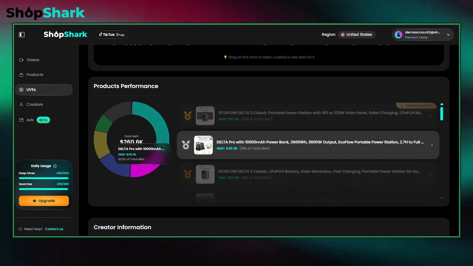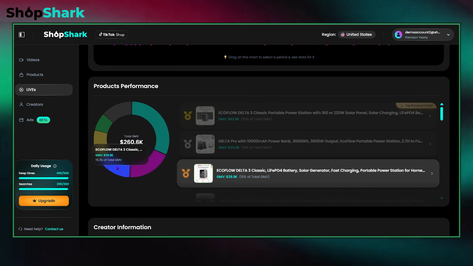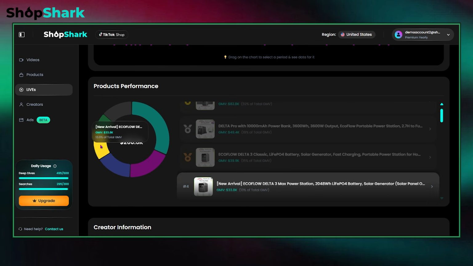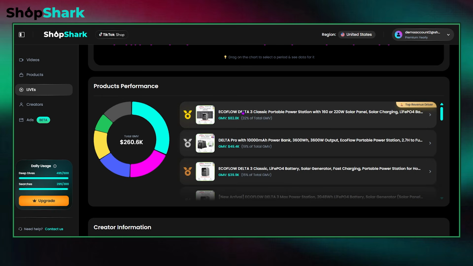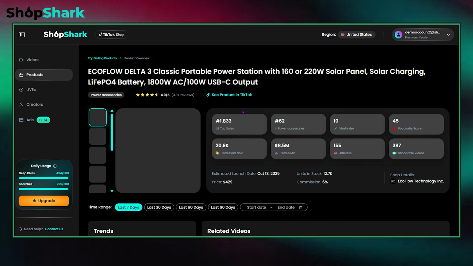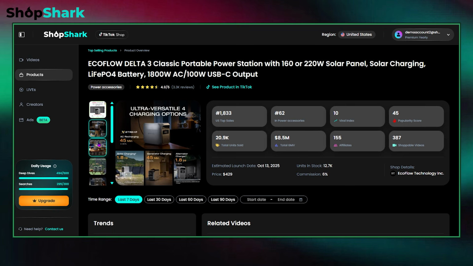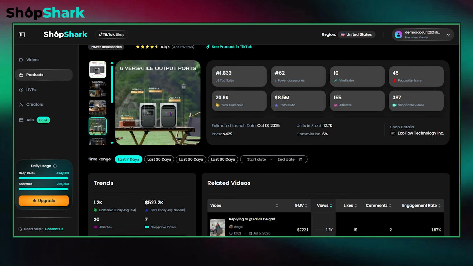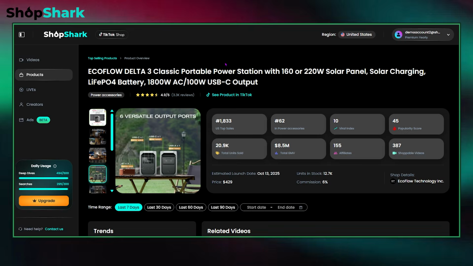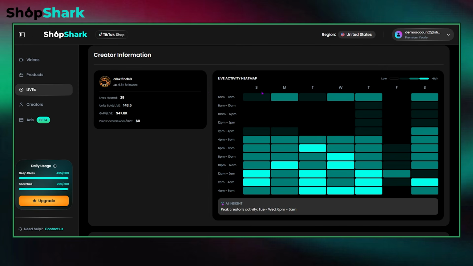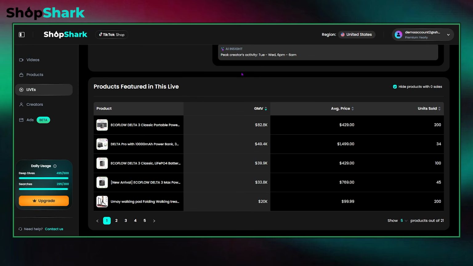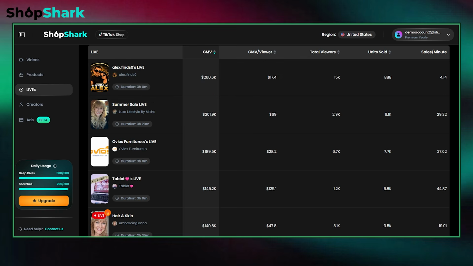This gives you a much clearer picture of what actually influenced the results, instead of just looking at the final sales numbers. One feature I really like is that ShopShark ranks every product sold during the live stream, from the highest selling item all the way down to the lowest. Instead of guessing what performed best, you immediately get a clear breakdown of which products drove the most revenue and engagement throughout the session.